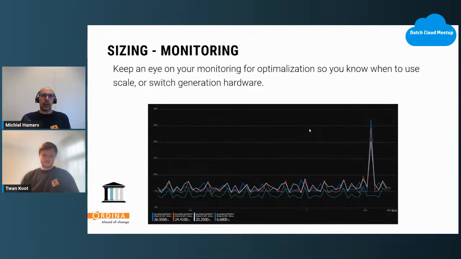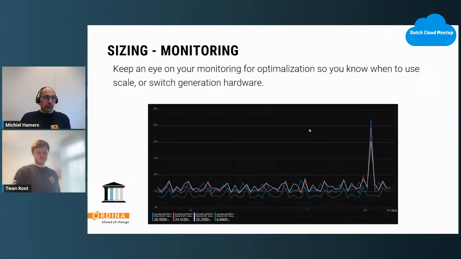And you need to keep an eye on the monitoring because it's a never-ending story. It's a loop. It's something that you need to keep monitoring and look back and check if you need to scale or switch generation hardware. You need to be continuously improving that monitoring part.